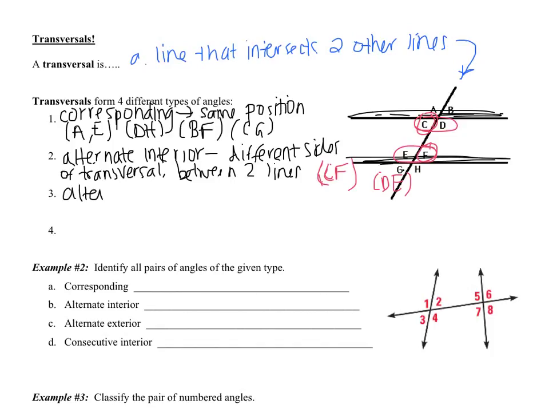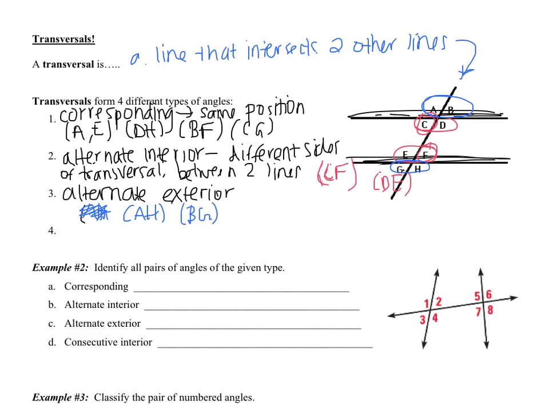Okay, next we have alternate exterior. Okay, so those are different sides of the transversal again, but they're exterior angles, they're outside. So the exterior angles in this case would be A, B and G, H. So the alternate exterior would be A, H. A is on the left side, H is on the right side of the transversal. And then the other one would be B, G. B is on the right and G is on the left.